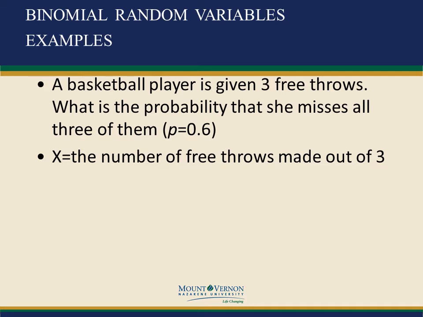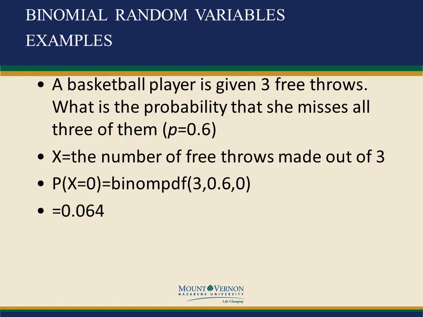The random variable itself is the number of free throws made out of 3. The function I'll use is the binomial PDF function on my calculator, and the arguments are 3, 0.6, and 0. And your answer should be 0.064. And that is the probability that this particular basketball player misses all 3 of her free throws.